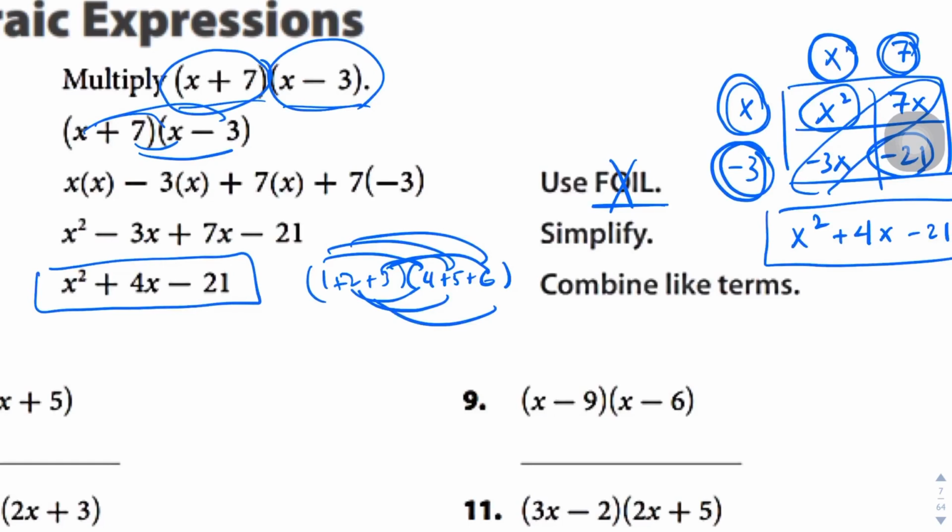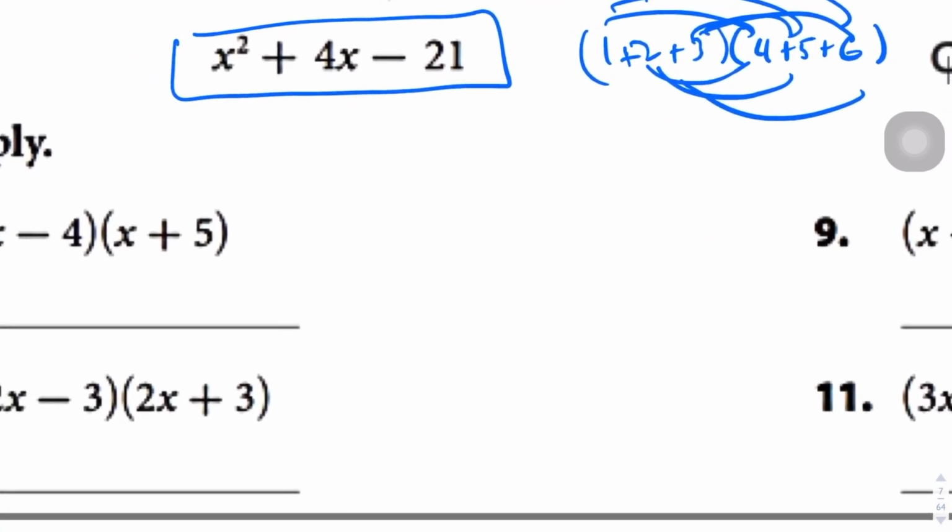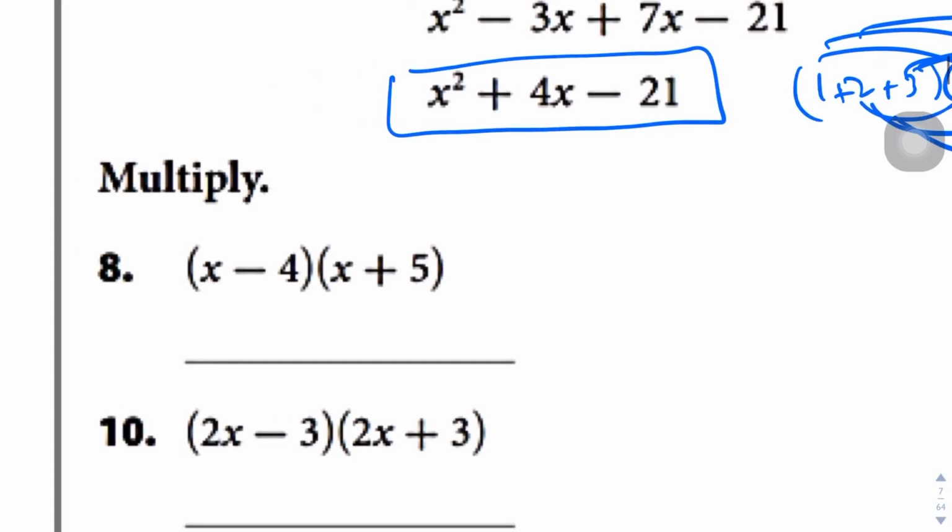And so if you like using FOIL, go ahead and use FOIL. I'm not going to do that. And you'll also realize why I don't do that later on when we learn how to factor these quadratic equations, which is essentially we're going to go from here to here. That's what factoring is. Anyway, let's use the box method on these as practice. So take as much time as you need. Pause the video if you need to. But anyway, let's get started.